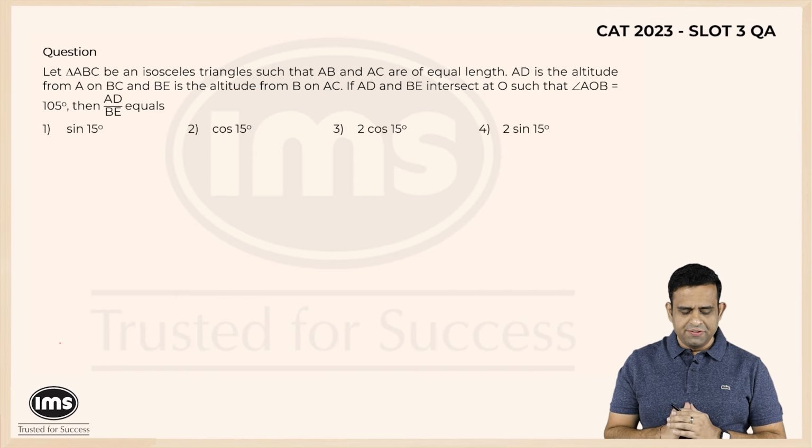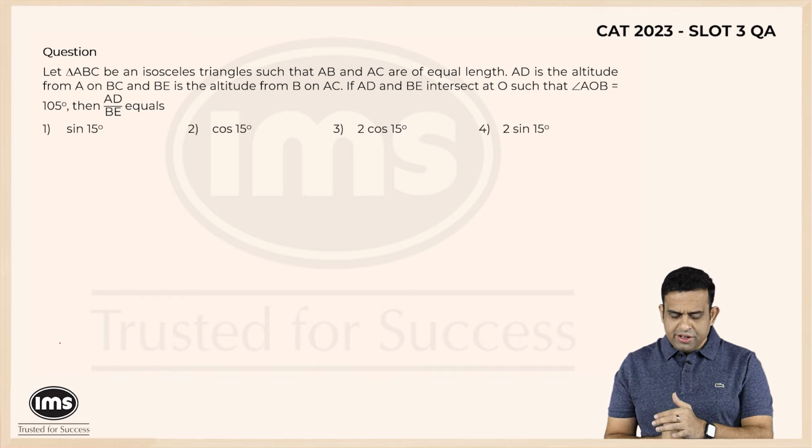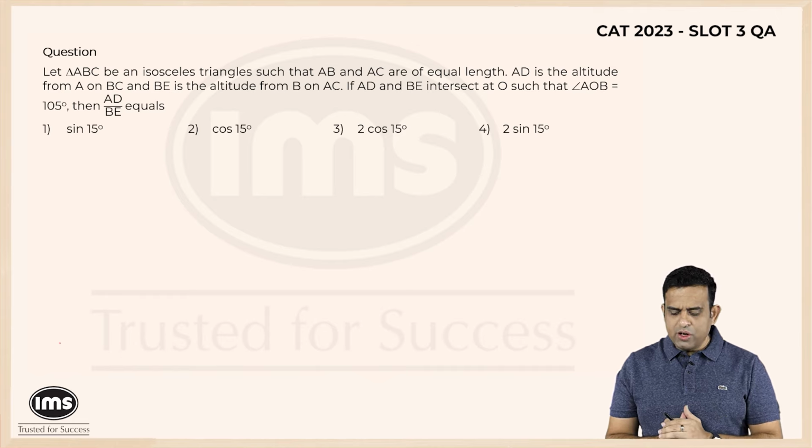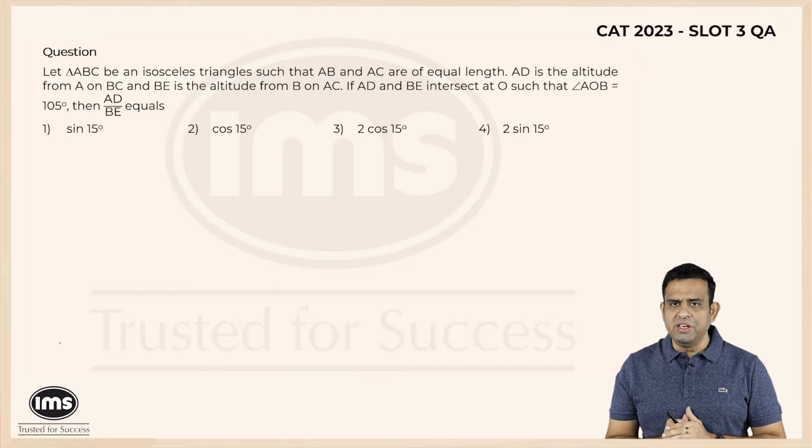In the next sum, it is given that let triangle ABC be an isosceles triangle such that AB and AC are of equal length. AD is the altitude from A on BC and BE is the altitude from B on AC. If AD and BE intersect at O such that angle AOB is equal to 105 degrees, then find the ratio of AD by BE.